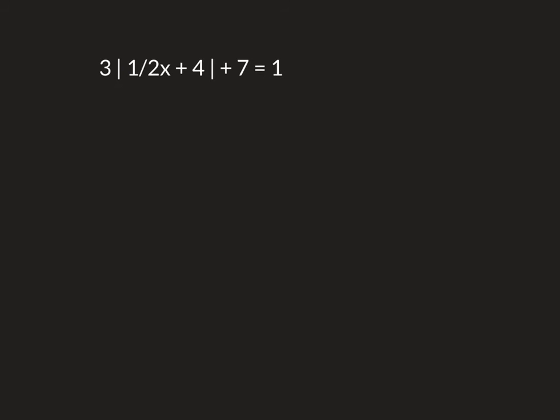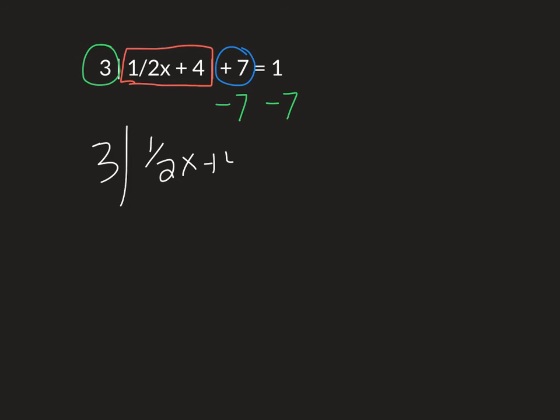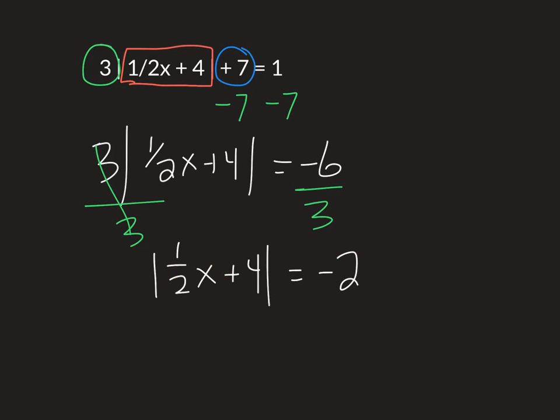So here's a doozy. Here is your absolute value, and it is being surrounded by a plus 7 and a times 3. So we have to get rid of all this stuff first before we can even think about splitting this into two equations. We subtract 7, which gives us negative 6. Now we divide by 3, and that gives us negative 2.